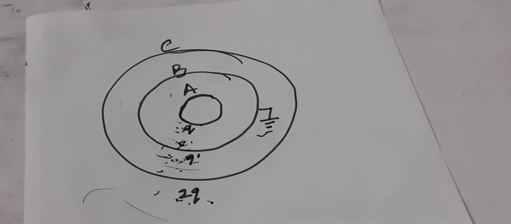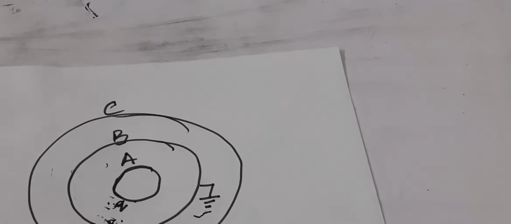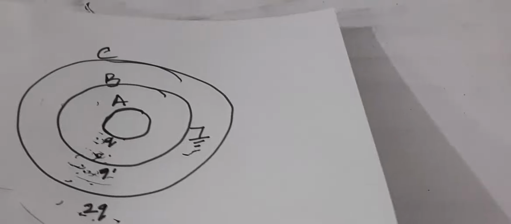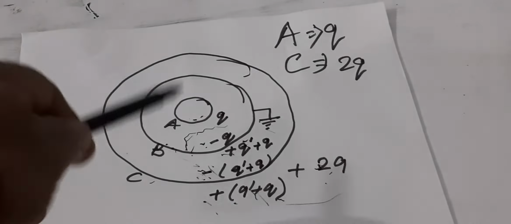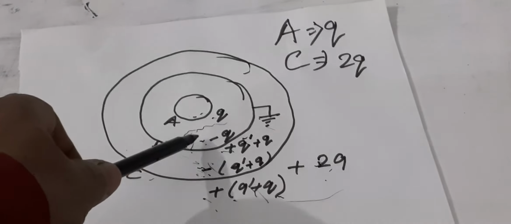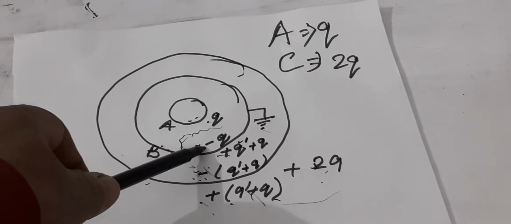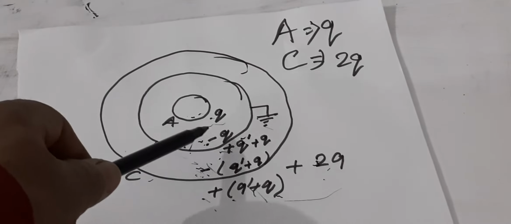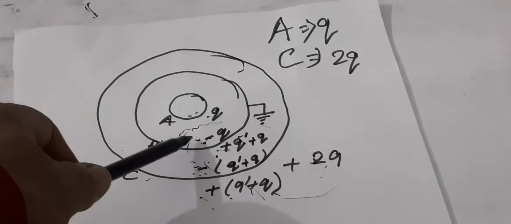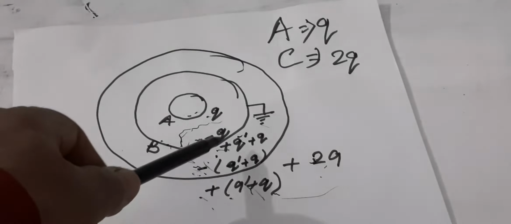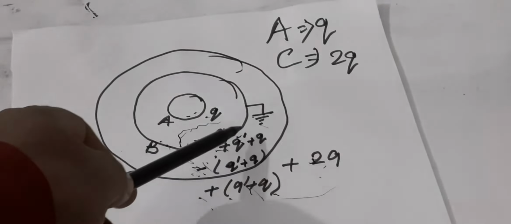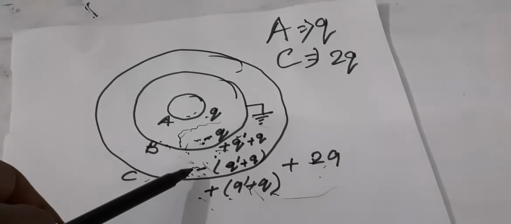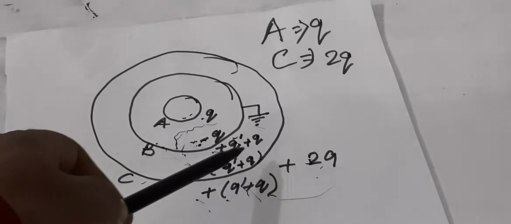Then how does the distribution of charges take place? I would like to show another diagram. First, q is given here, so due to induction it will be minus q, and to balance the outer charge and inside charge, here it will be plus q. That means on the B surface it will be q dash plus q, and due to induction this whole thing will come on this inner surface of C, that will be minus within bracket q dash plus q.